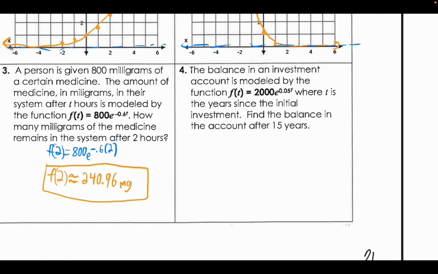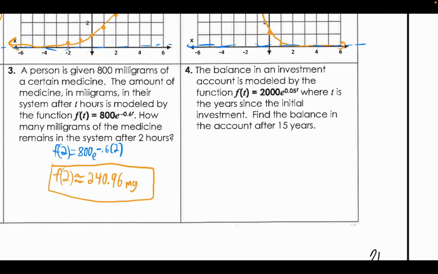Number 4, the balance in an investment account is modeled by the function f of t equals 2,000 times e to the power of 0.05t, where t is the years since the initial investment. Find the balance in the account after 15 years. That's a long time. Awesome. Okay. The longer it's invested, the more you're going to have out. So f of 15 in years equals 2,000 times e to the power of 0.05 times 15.